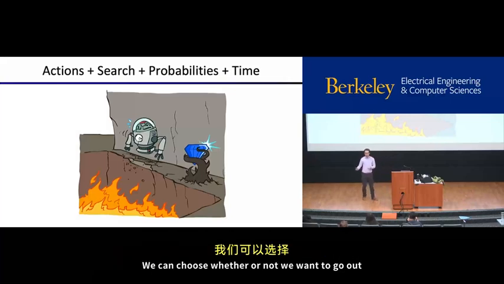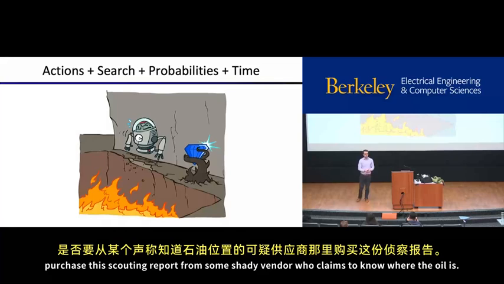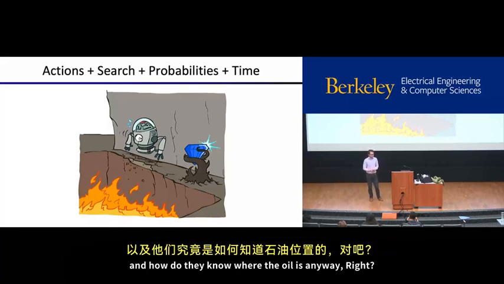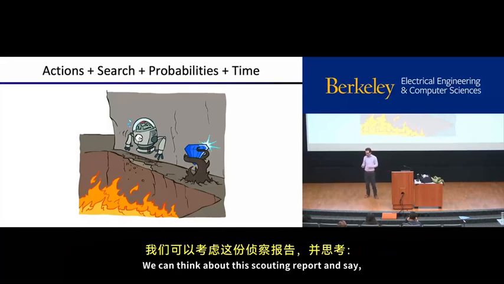We have these actions. We just added actions to our probability models in the decision networks part. Now we're going to search for the best sequences of actions and the best strategies for making decisions. And we're also going to add a time component as well.